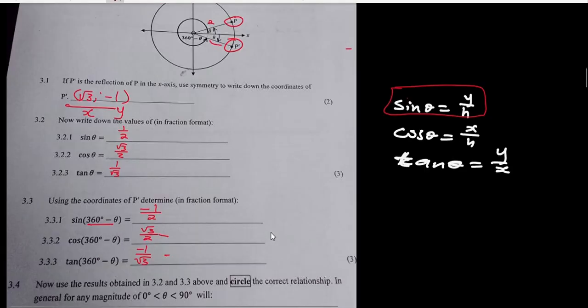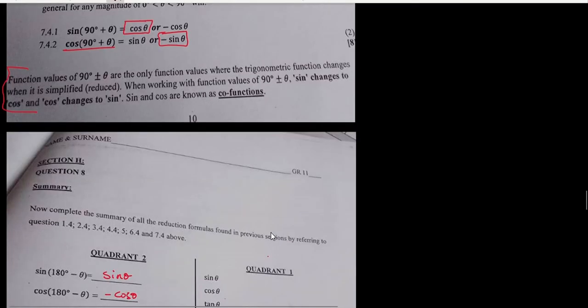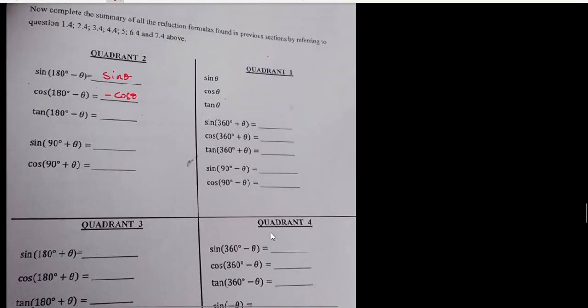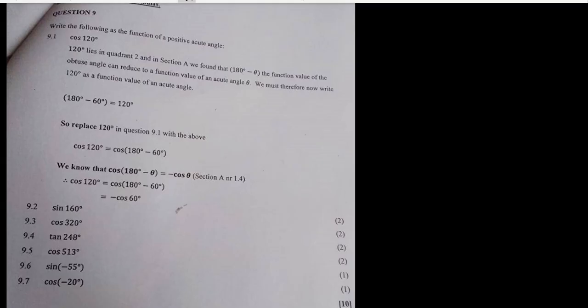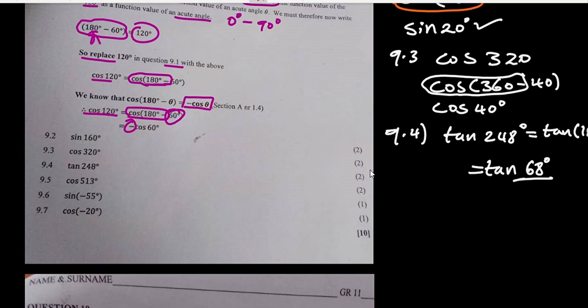Okay, so question 8 is just a summary of what we have done so far since we started. So on question 9, they've given you an example here of cos 120. They are saying this is in quadrant number 2, and then in section 8 they have demonstrated what happens with this there. Okay, and then what about this one, cos 513?